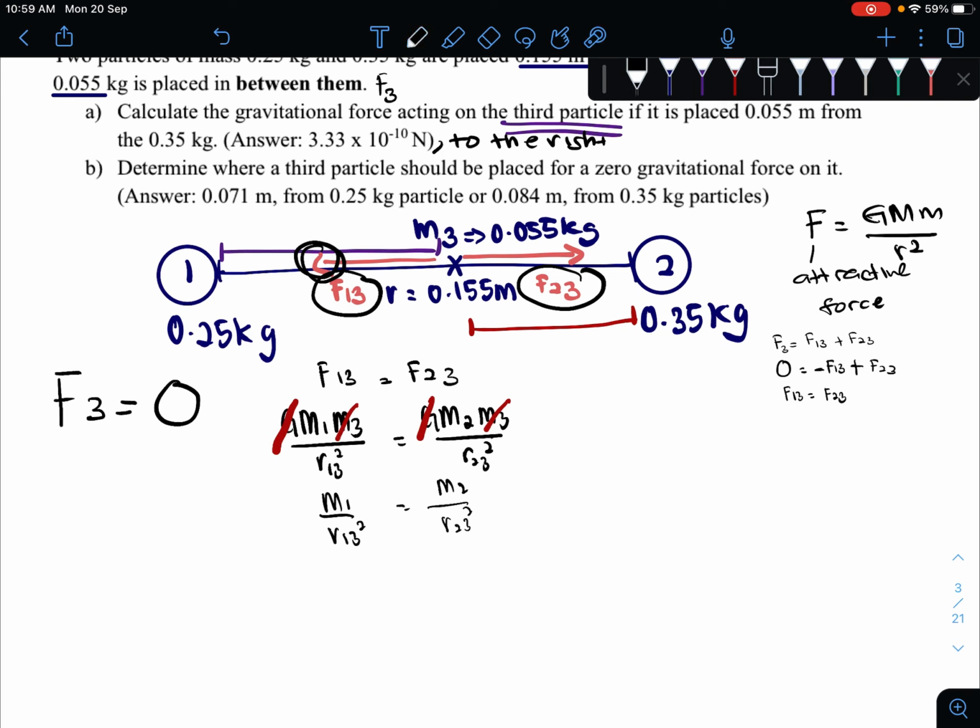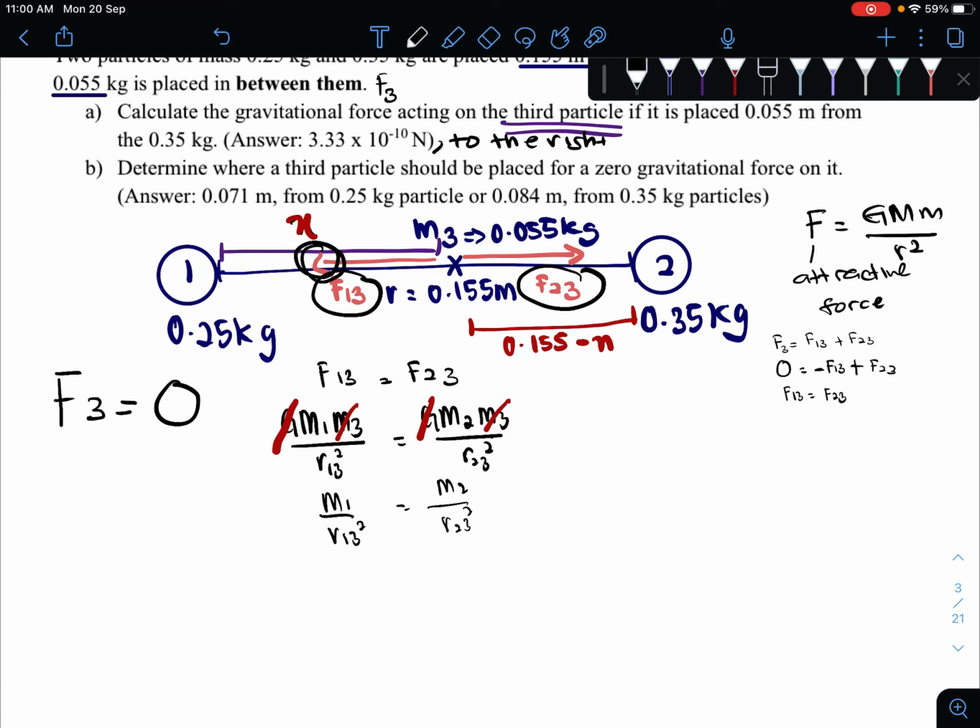Okay. So, R13 ini kita tak tahu apa jarak dia. Let's say kita panggil dia sebagai X. Let's say I call this as X here. And then, apa yang akan jadi kepada jarak antara 3 dengan 2 pula sekarang adalah, if this is X, jarak ini akan jadi the total length minus the X. Okay, so dia akan jadi 0.155 meter tolak dengan X. Sebab ini kita panggil dia X tadi.